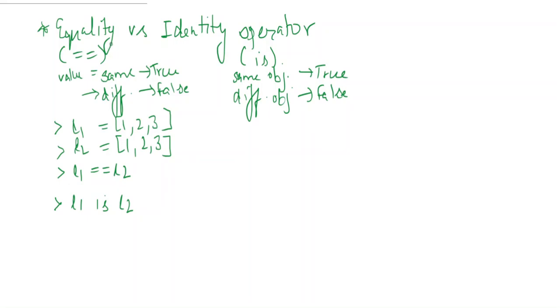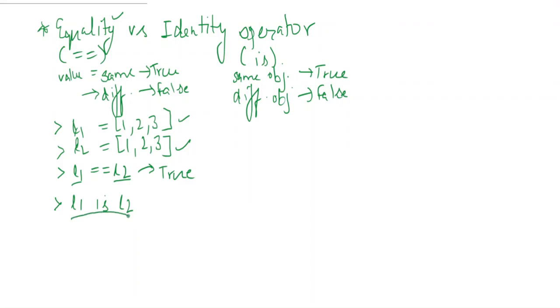In this, guys, the equality operator is a bit straightforward since we can simply see the values and decide whether it will return true or false. As we can see from this question, L1 has the values 1, 2, and 3, and L2 also has the values 1, 2, and 3. So both these values are the same, so we can safely say that it will return true in this case, right?